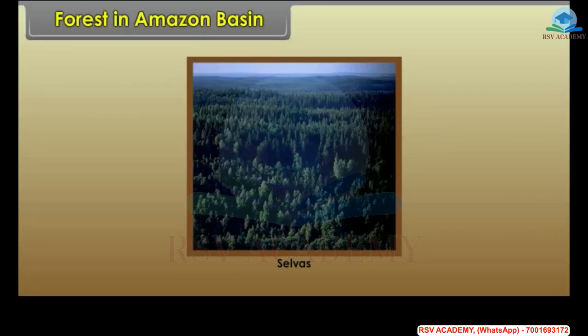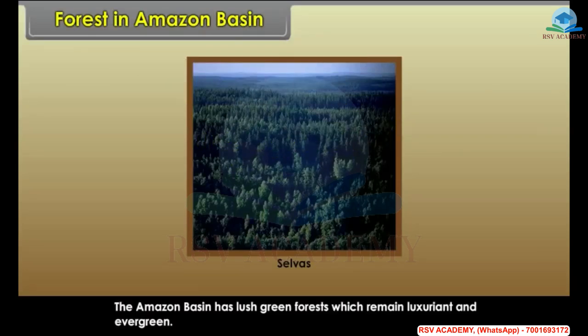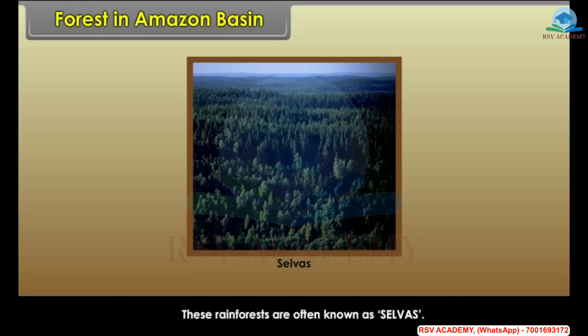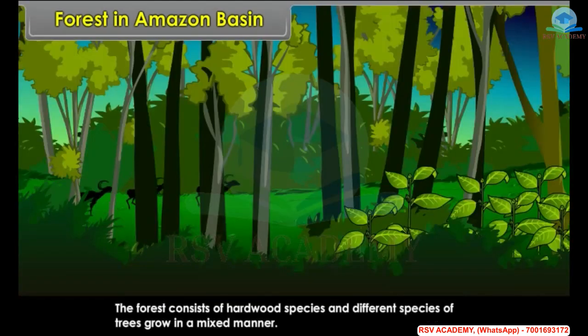Forest in Amazon basin. The Amazon basin has lush green forests which remain luxuriant and evergreen. These rainforests are often known as selvas. Here, the forests are very thick and trees are very tall. The branches of trees intermingle and make a canopy. The forest consists of hardwood species and different species of trees grow in a mixed manner.